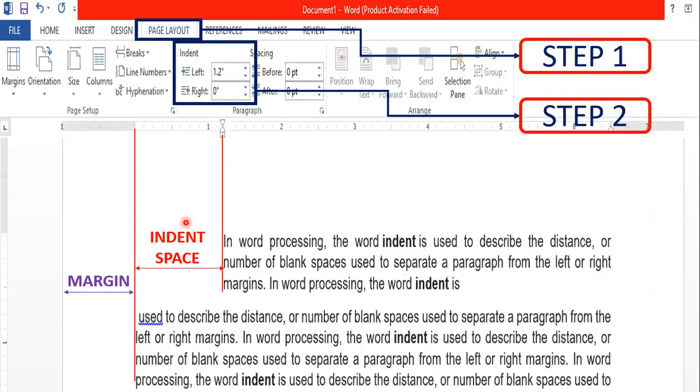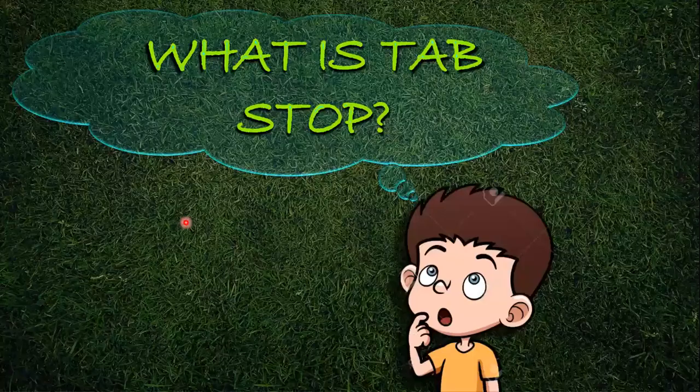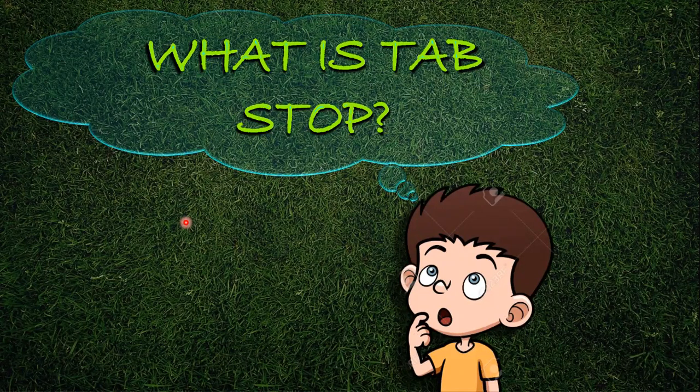Now let's move to the next topic. Again with a question: what is a tab stop? Because the next topic is tab setting, right? Before we go to tab setting, first we need to know what a tab is and what a tab stop is. So again, let's try to find out the answer to this one.